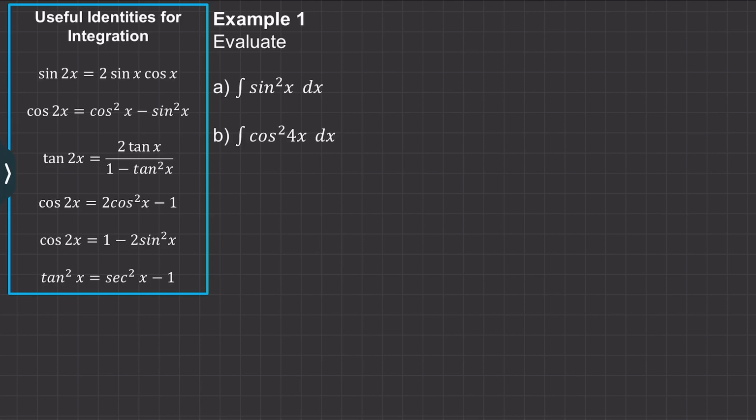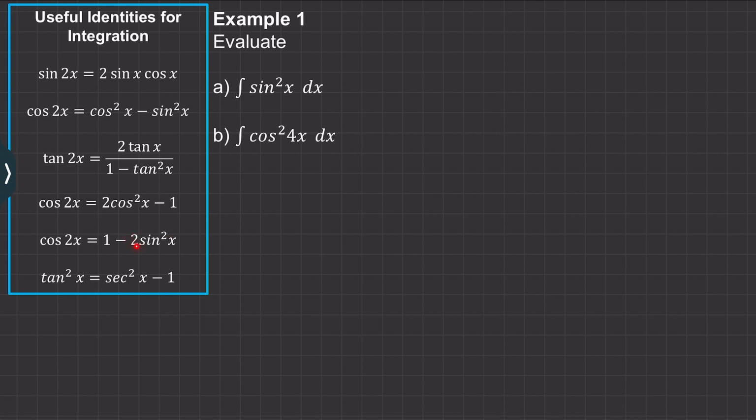Hi, so in this video, I'm going to show you how to integrate trigonometric functions using the various double angle formulae over here, okay? So we'll begin with integrating sine squared x with respect to x. This is a very difficult integral to work out, but we can write it simpler using sine squared x as part of this larger formula. So we're going to make sine squared x the subject of this formula.